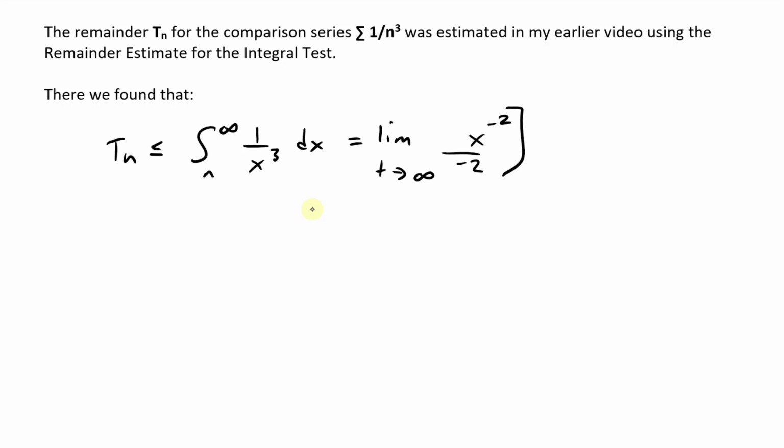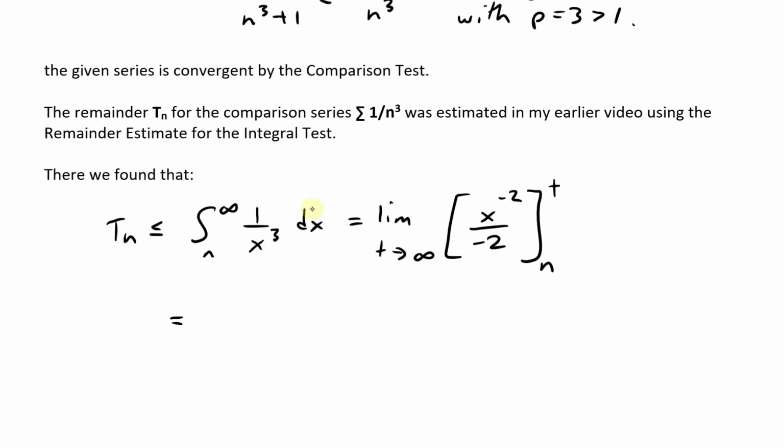Let's write this a bit better. This is x to the negative 2 over negative 2, from n to t, as t goes to infinity. If we take the derivative, we bring down the negative 2, these cancel, then we subtract one from the power, giving negative 3. Recall the derivative rules for power functions. I went over this in my earlier video.